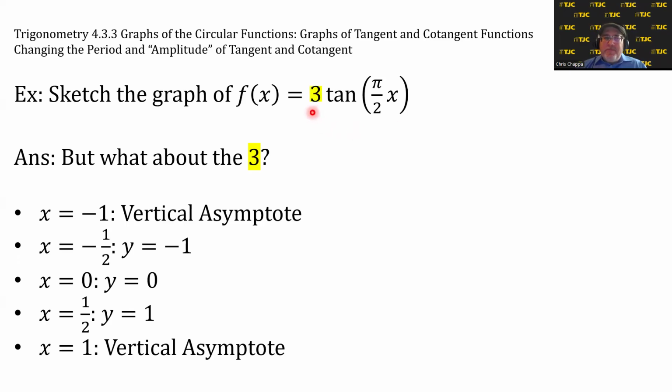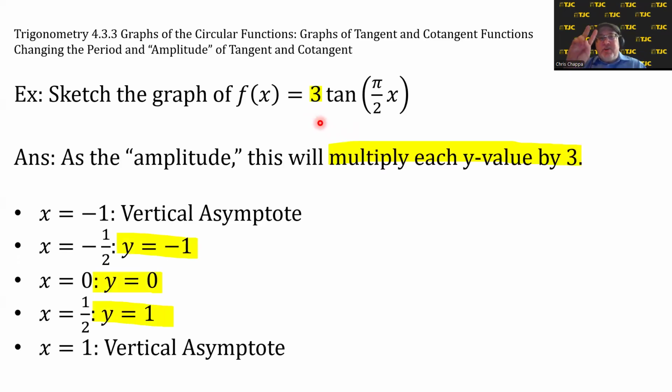What about the 3? Well, the 3 invokes the vertical stretch. So how do we reflect that? We reflect that here as the quote-unquote amplitude. This will multiply each y value by 3. So the highlighted y values all get multiplied by a and become negative 3, 0, and 3. Of course, the 0 stays the same.